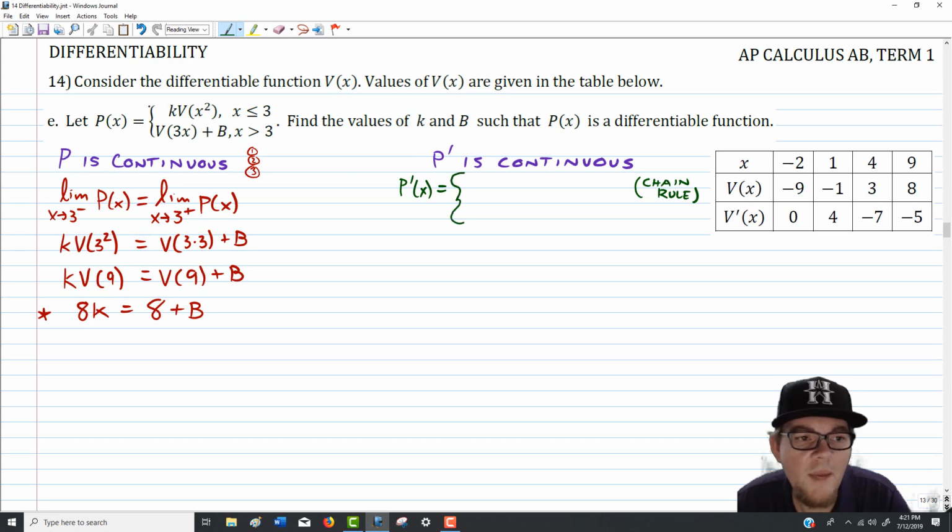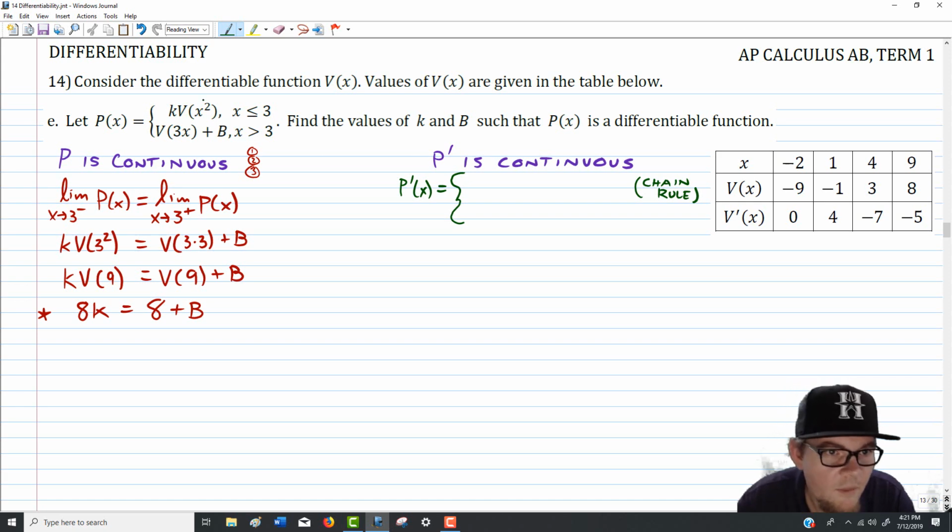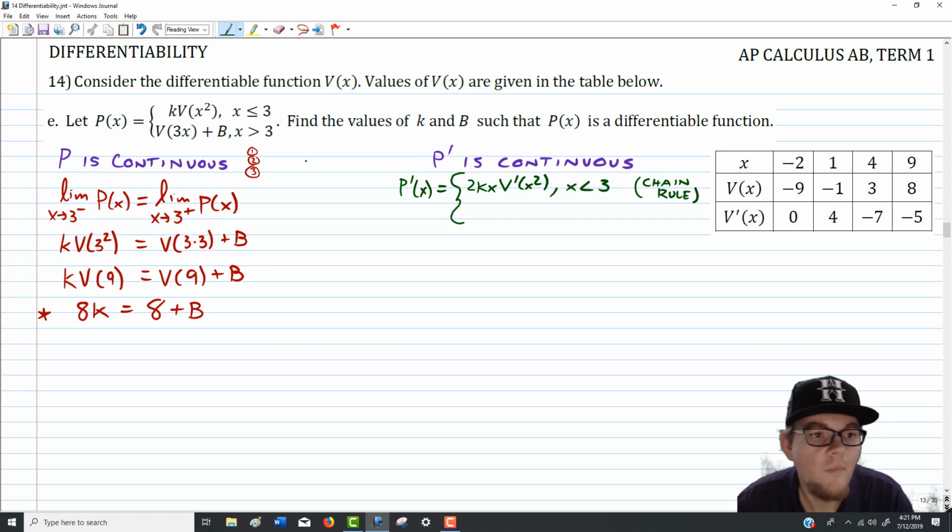For the sake of time and space, I'm going to point out that the first one's derivative is going to be kv prime of x squared times the derivative of x squared, which will be 2kx v prime of x squared when x is less than 3. And then the second one, we've got v prime of 3x times the derivative of 3x, which gives us 3v prime of 3x. And then 0 for b, because that's just a constant. And that's for when x is greater than 3.